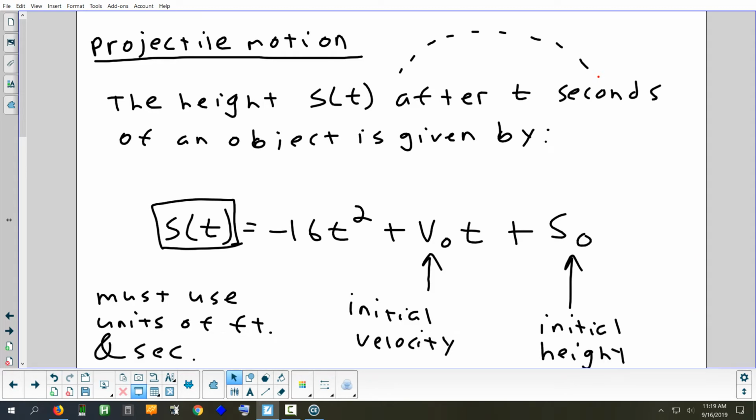T is time. Okay, that's what it says up above, in seconds. V sub 0 is the initial velocity. So like if you were throwing a baseball, the second it leaves your hand, how fast is it going? And s sub 0 is the initial height. So if you were throwing a baseball, maybe it would be released like 4 feet off the ground, or whatever. If you were launching something off a building, maybe it would be the height of the building.